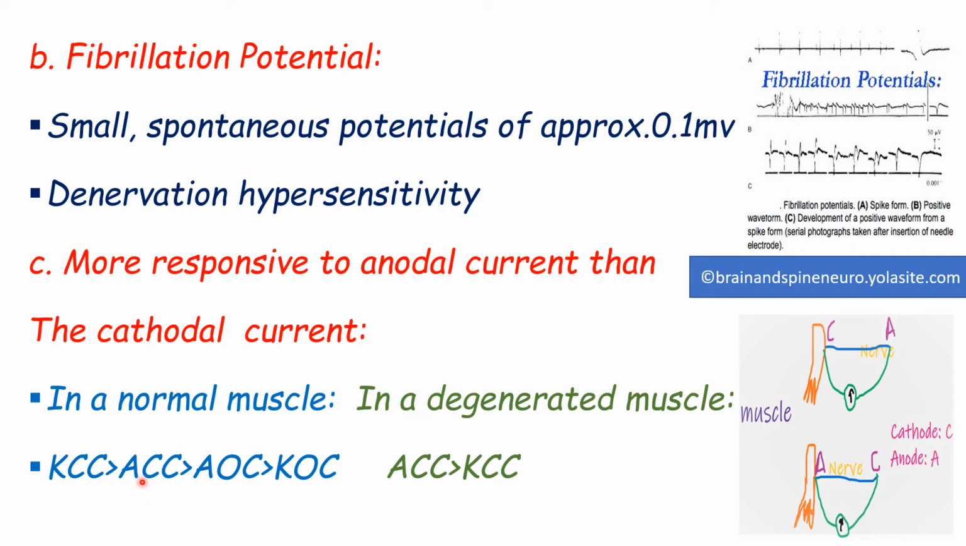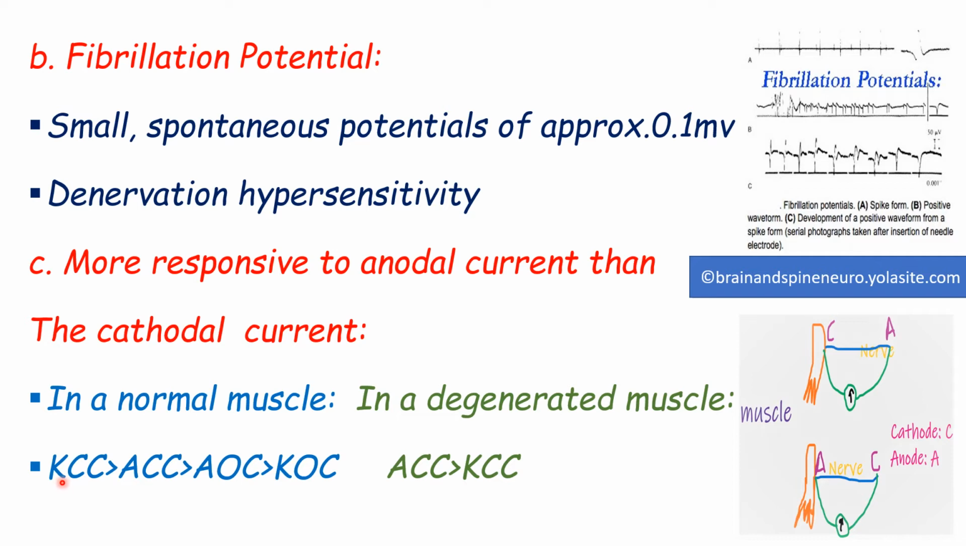So KCC and ACC are at the make. When we start the circuit it is the make, and when we stop the circuit it is the break, we get the AOC or the KOC. Okay. So in a normal muscle, the KCC, the cathodal closing. Why are we starting it with K? Because in Germany the cathode was started with K, so we kept on doing that.